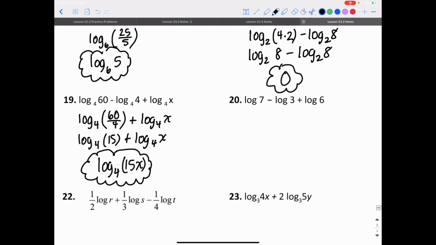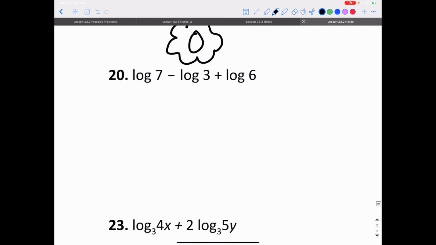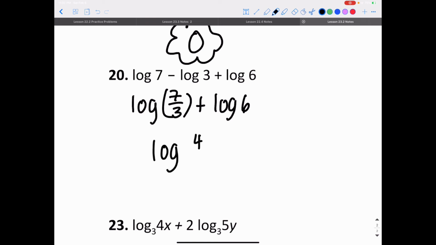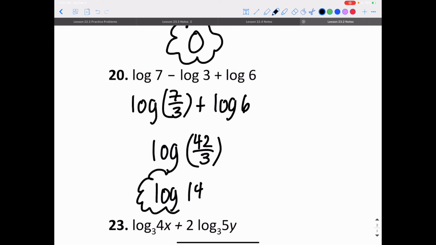For the next one, I have log base 7... all of these are not log base 7. Log base 10 for all of these. So I can combine all of them. I'm reading left to right. This is log of 7 divided by 3 plus log of 6. I'm going to multiply these now, so I'll have log of 42 divided by 3. And I can simplify that to be log of 14. Whoops. 42 divided by 3 is 14.